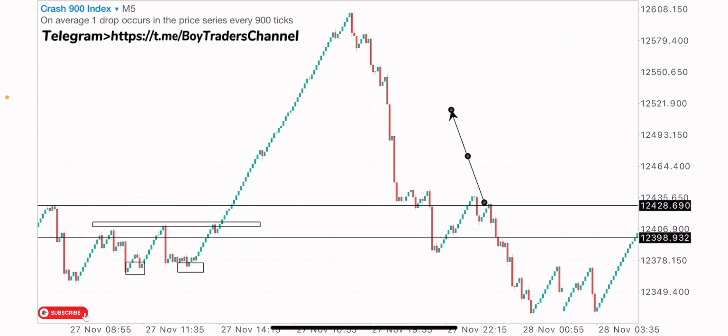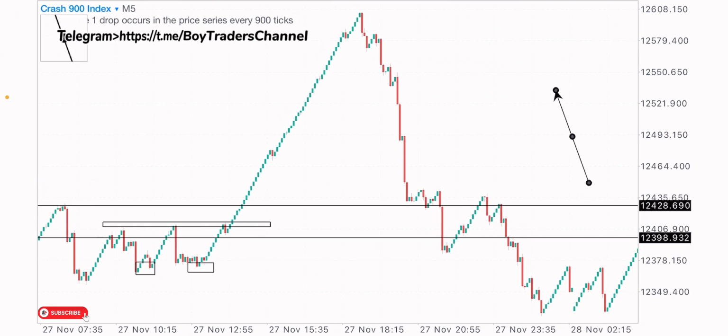Only focus on the 5 minutes time frame, spotting the M and the W pattern formations, then waiting for the break and close above the neckline or below the neckline to buy or sell. And we only buy the crash indexes and sell the boom indexes.